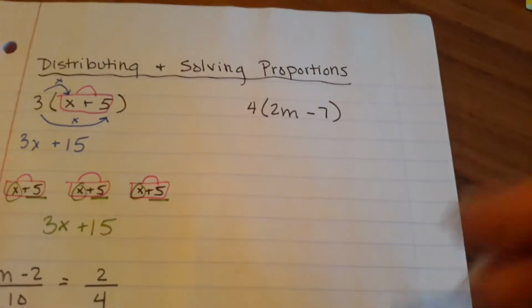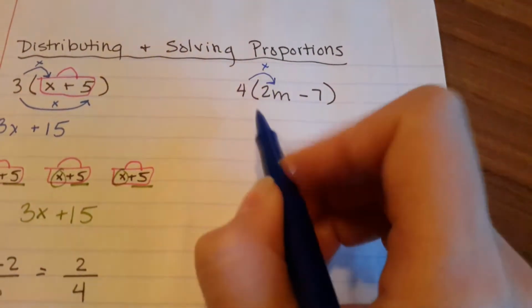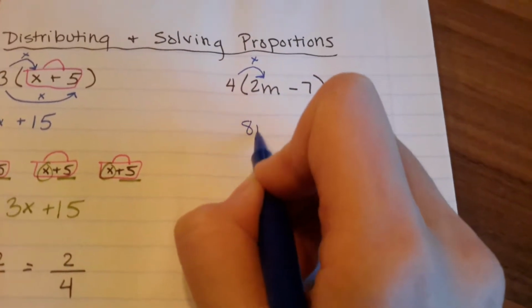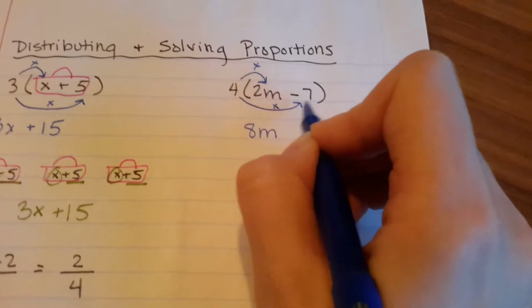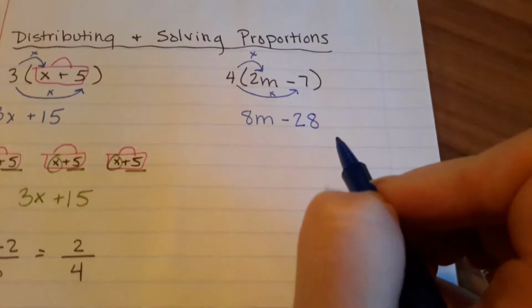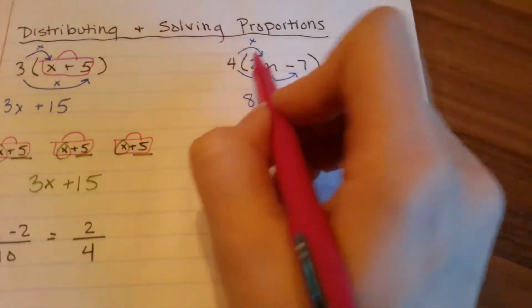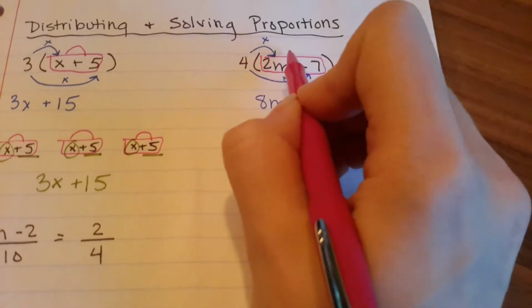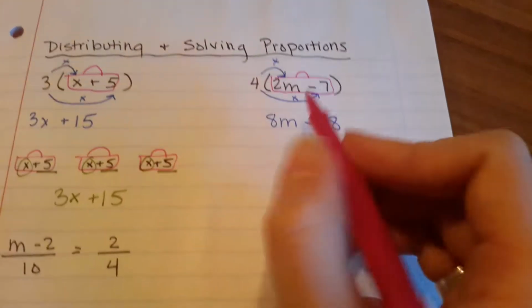We again will do it using both strategies. We can do our arrows. 4 times 2m is 8m. And 4 times negative 7, don't forget that negative, is negative 28. Okay, and if we like to think of it as baskets, this time our basket contains 2m minus 7, and we have 4 baskets.